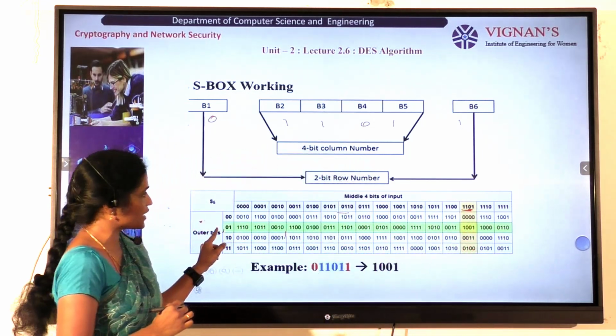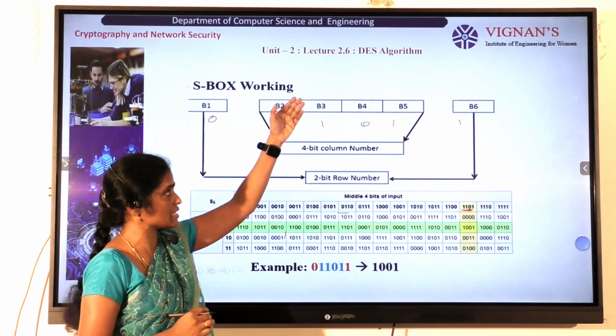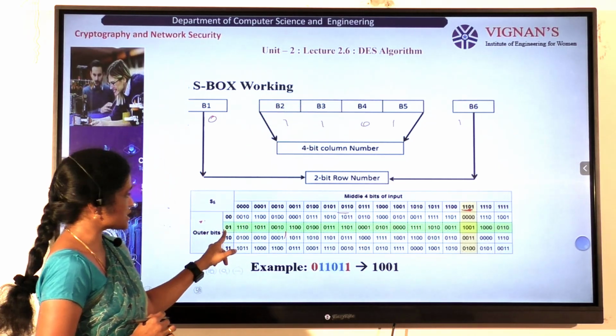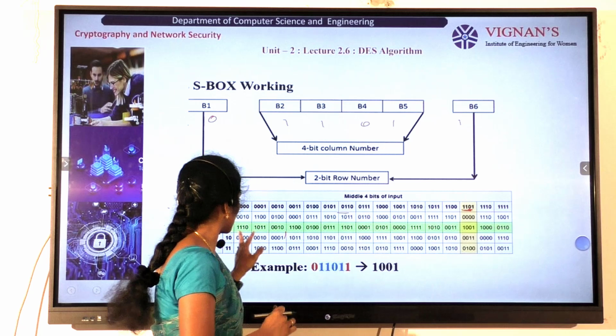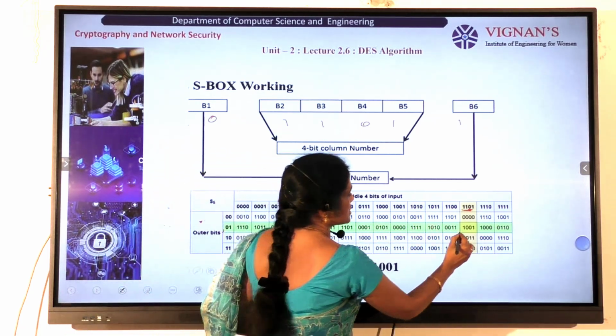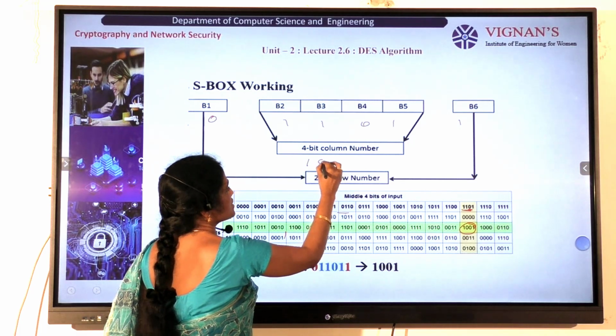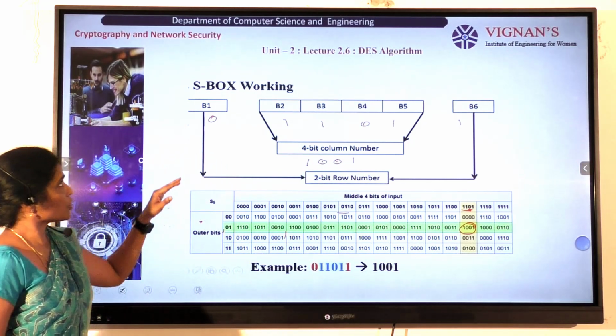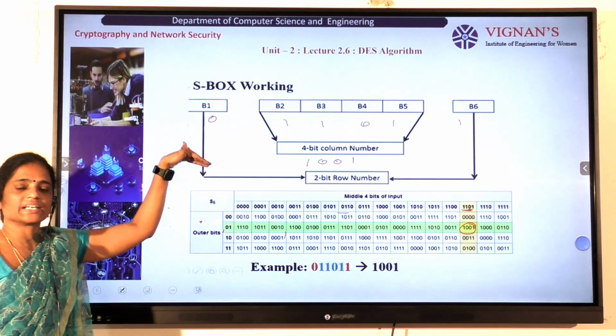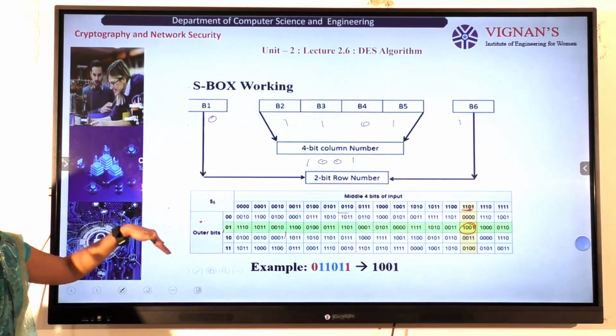So you can see how this 6-bit data is changed into 4-bit data. Here, row 01 plus column 1101. What is the data here? This is the actual data, which means the 4-bit data is 1001. So like this, the 6-bit S-box data is converted into 4-bit data.